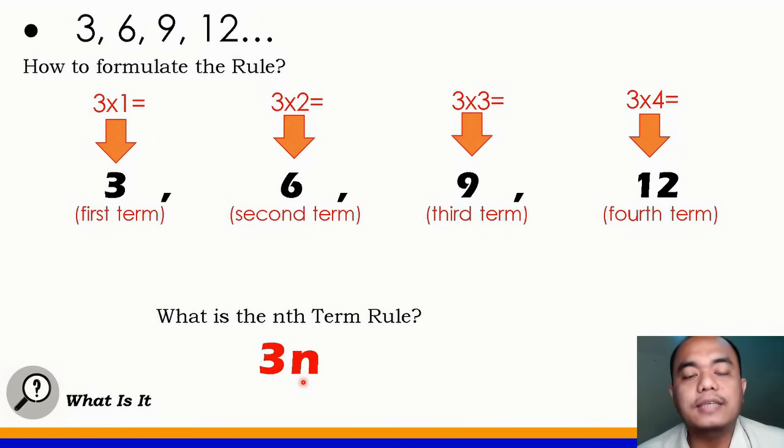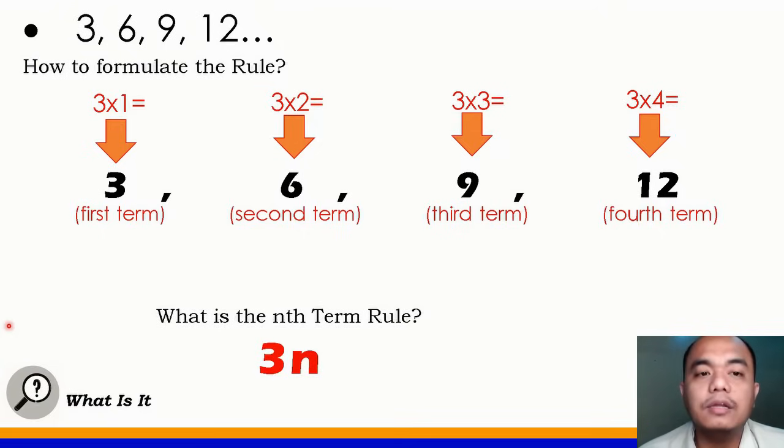Now, if you'll ask, what is the third term in the sequence? So, papalitan lang natin to ng number ng sequence. So, this is 3. Third term. Okay, so 3 times 3 is 9.